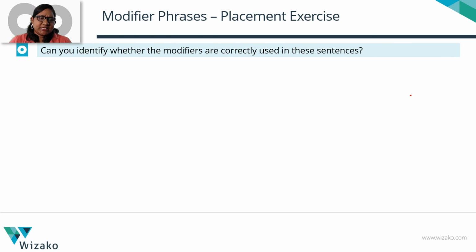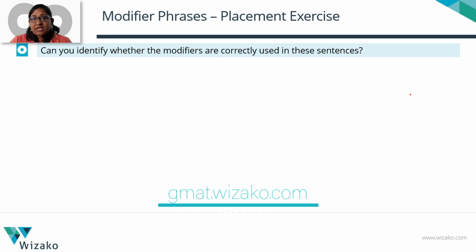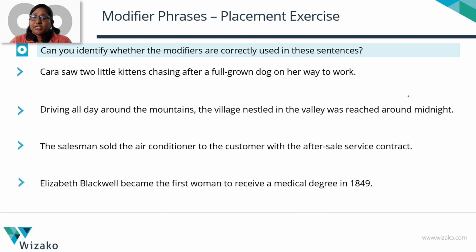Let's do a quick exercise. I'm going to give you a few sentences. I want you to identify whether the modifiers are correctly used in the sentences. You can pause the video at this stage, look at the 4 sentences if you want, and then we will continue with the explanations. Have you had a chance to look at the sentences?